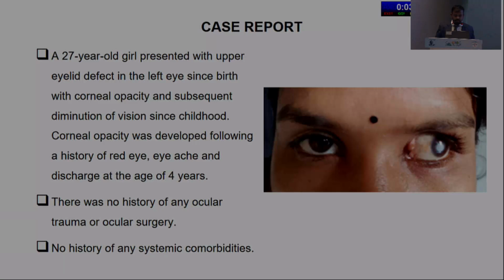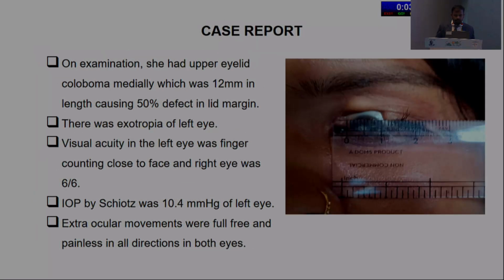My case is a 27-year-old girl who presented with an upper eyelid defect in the left eye since birth, with corneal opacity and subsequent diminution of vision since childhood. Corneal opacity developed following a history of red eye, ache, and discharge at the age of 4 years. There was no history of ocular trauma or surgery, and no systemic comorbidities. On examination, she had an upper eyelid coloboma medially, around 12 mm in length, causing a 50% defect in the lid margin. There was exotropia of the left eye.